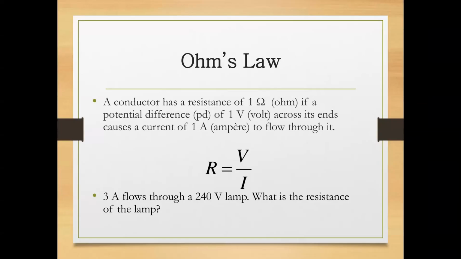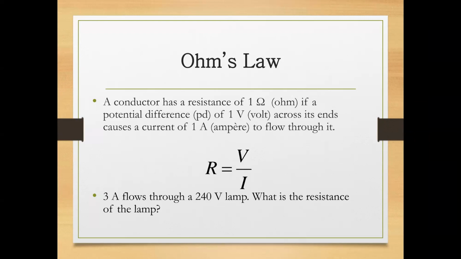Now, Ohm's law: a conductor has a resistance of 1 ohm if a potential difference (PD) of 1 volt across its ends causes a current of 1 ampere to flow through it. R is equal to V over I.